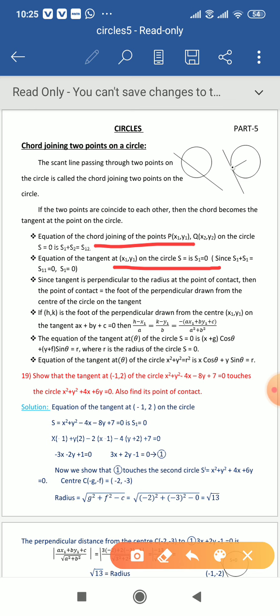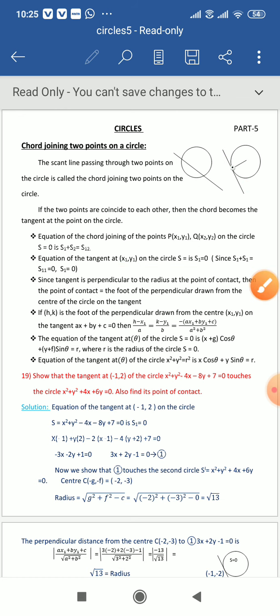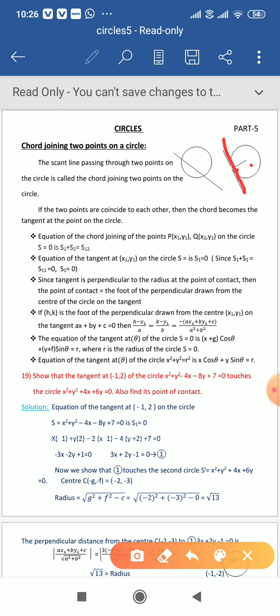Okay. You know, the tangent is always perpendicular to the radius at the point of contact. Already we know that. You observe this, this is the tangent and this is the radius. So the tangent is always perpendicular to the radius. Here this is the point of contact, this is the tangent, this is the radius, so this radius is perpendicular to the tangent.